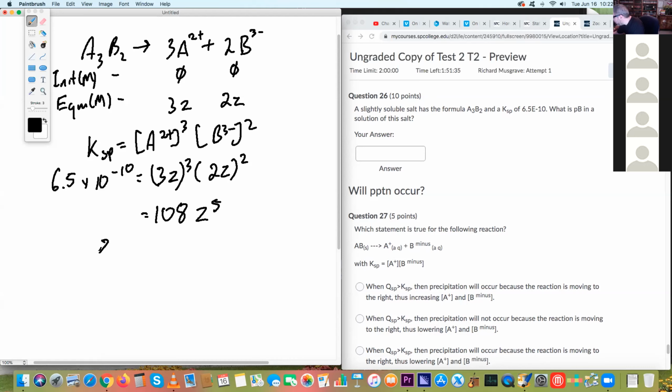27 times 4 is 108, and that would be Z to the 5th. So the Z value then is going to equal the 5th root of 6.5 times 10 to the negative 10 divided by 108. So what I'd like to make sure is that you can at least get that in your calculator, that you're understanding how to plug that in. And if you have any questions about how to do that, now might be a good time to ask them.